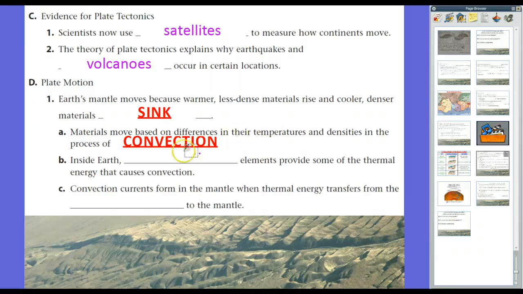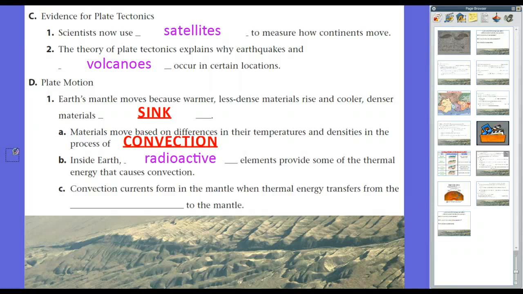Inside the Earth, radioactive elements provide some of the thermal energy that causes convection. The other sources are friction and pressure. With radioactive decay, subatomic particles leave an atom, and as a result, heat is generated. So that, along with the pressure and the movement of the outer core, the friction of the outer core hitting the inner core and the mantle, causes heat. And heat always rises. So it convects out from the core toward the mantle.